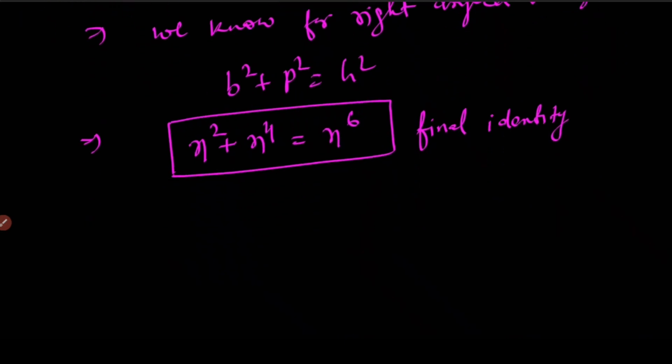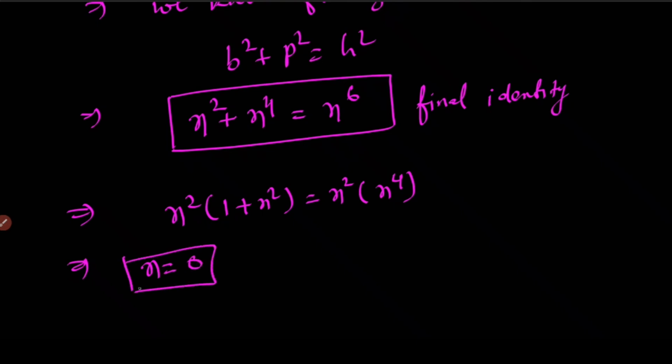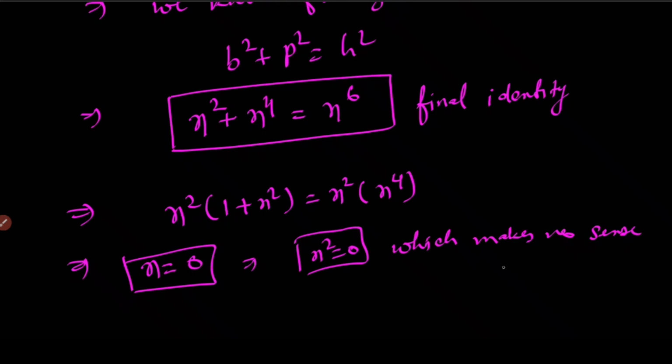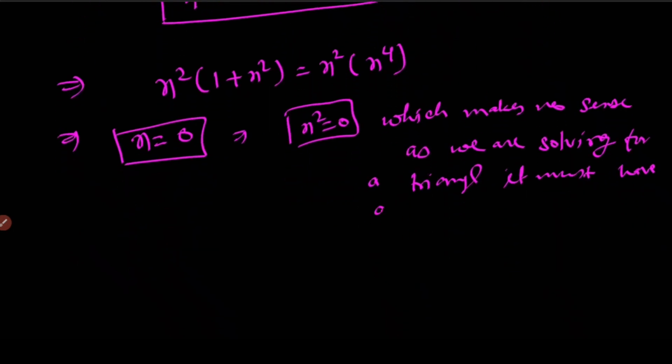Or equation. Okay, so to solve this we will take n square as common, then we will get 1 plus n square equal to n square and n to the power 4. So here n will be equal to 0, then only we will get both sides equal. So n square equal to 0, which makes no sense as we are solving for a triangle, right? n must have a value greater than 0 because n equal to 0 cannot satisfy any triangle.